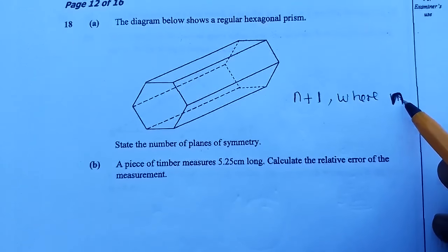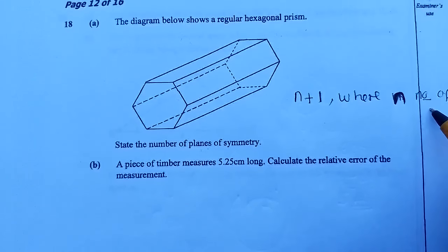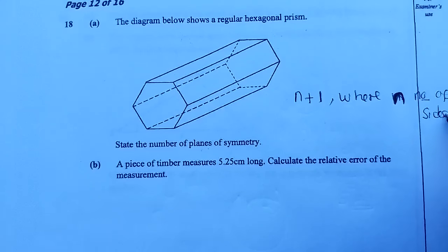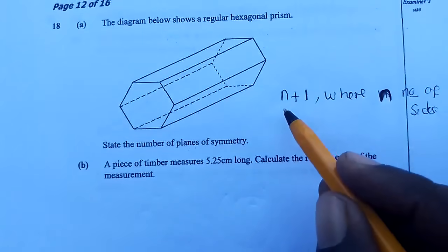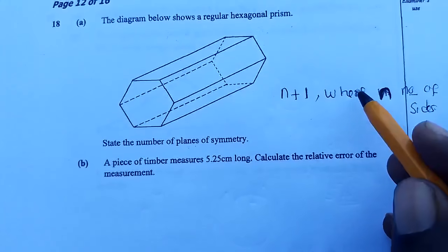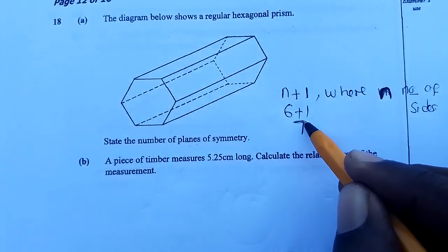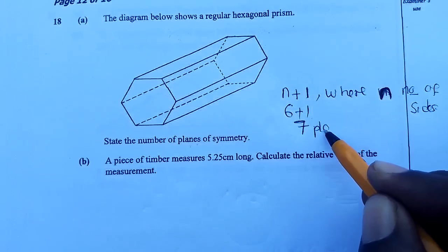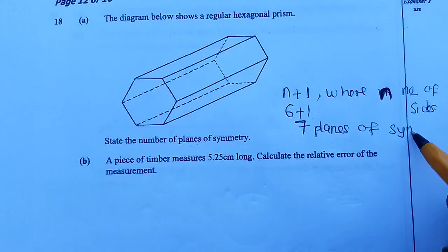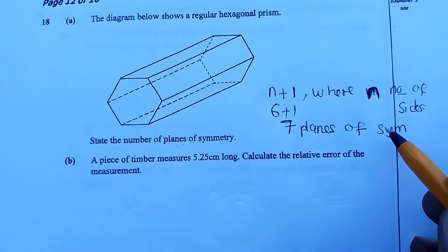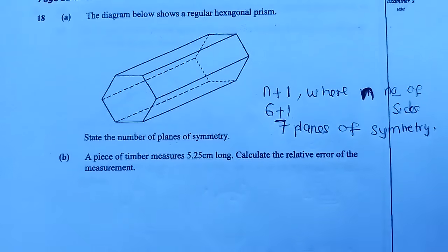So we are given the hexagon. So n is the number of sides. This is what you need to understand. N is just the number of sides. Hexagon has got how many sides? 6. So 6 plus 1. Then the answer is 7. 7 planes of symmetry. This is what I want you to get. Then you are done. So this is your answer.